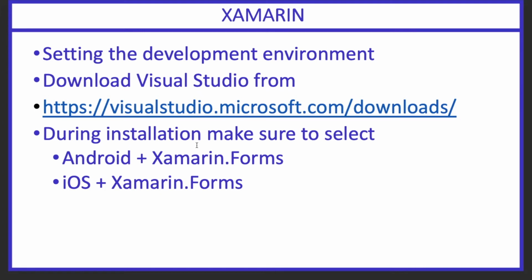First, how to set up the Xamarin environment. The Xamarin environment can be set up on both Windows as well as Mac. So download Visual Studio from the Microsoft Visual Studio link. While you are installing, make sure that you select these two options. The first one is Xamarin Forms for Android, the second one is Xamarin Forms for iOS. Otherwise, you will not be able to develop the code for Android and iOS. While you are installing, it will ask whether you want to install the plugins for these two platforms. You must select these two.